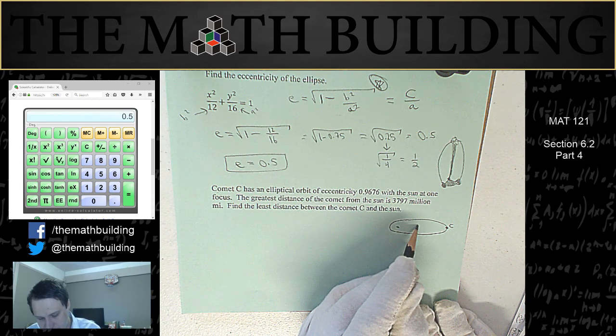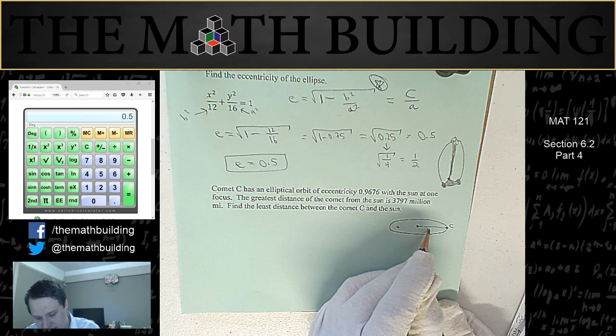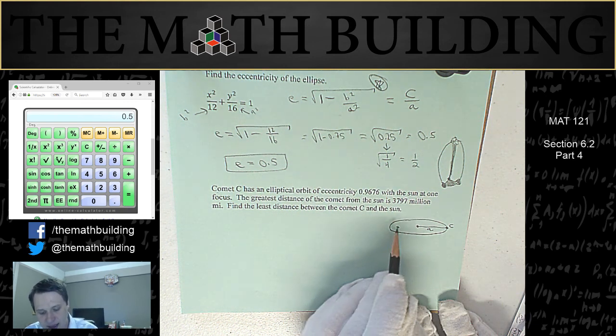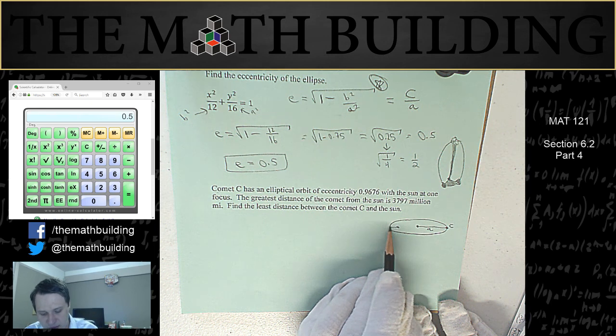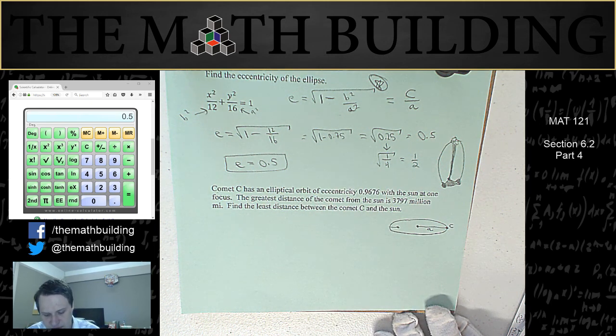Because here's the center. This distance right here is A, if that's the furthest distance. But that's from the center. And we need to know this distance right here. That's the shortest distance. That's the distance we want to know. So how can we figure this out?